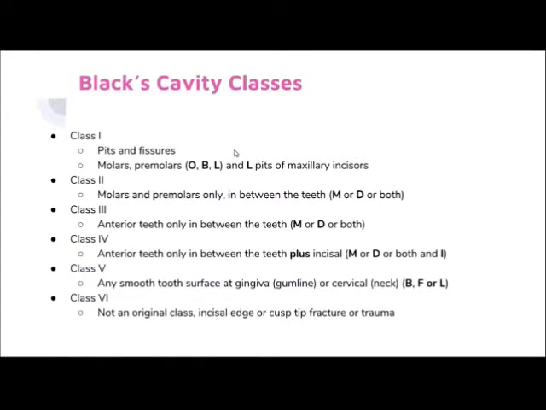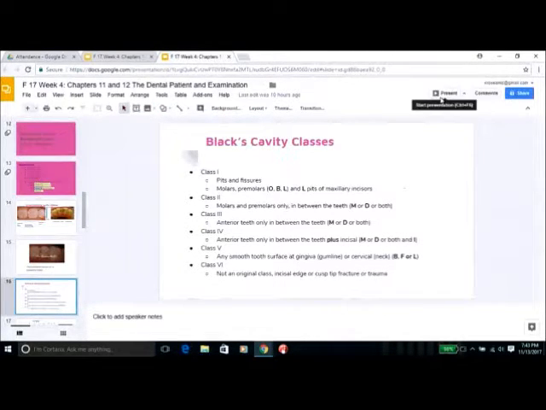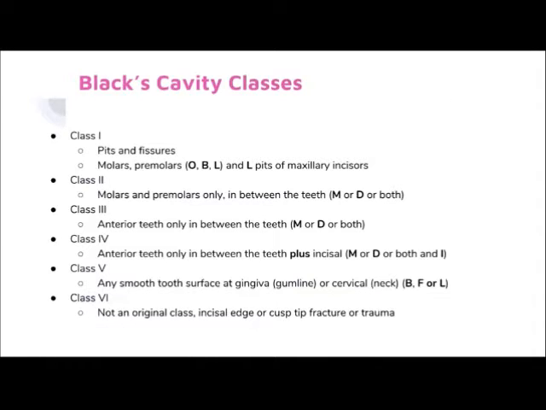So back in the 1800s, a very famous dentist called G.V. Black was the first to notice that decay happens pretty regularly in the same spots in our mouth. And so he gave them classes. And he named them after Roman numerals. So if you are rusty on your Roman numerals, we're going to brush up.